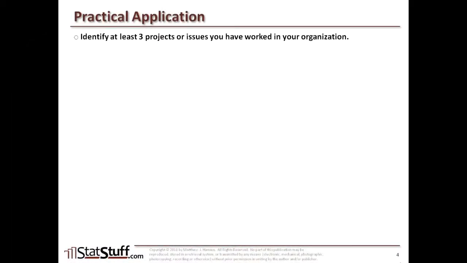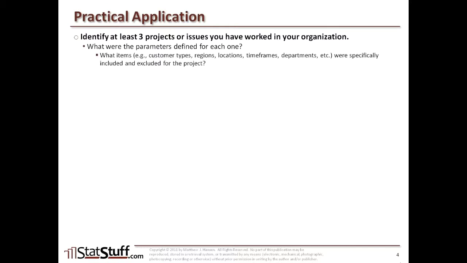All right, before we close this lesson, let's discuss how we can apply some of these concepts in a practical way. What I'd like you to do is identify at least 3 different projects or initiatives or issues that you might have worked on in your own organization, and ask yourself some of these questions for each one. For example, what were the parameters that were defined for each one of those different projects? That is, what items, like the customer type or region or locations or timeframes or departments, those different kinds of categories, were specifically included or excluded for each of those different projects?